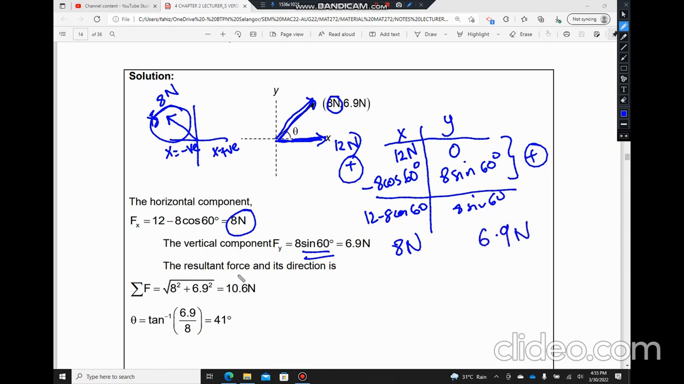So the resultant force and its direction is, so kita carilah magnitude. Cara nak cari magnitude kita ambil 8 square plus 6.9 square. So it equals to 10.6 Newton. And then theta kita guna formula tangent inverse Fy over Fx equals to tangent theta. So it is equals to 41 degree. So this one cara kita nak cari, make sure kita kena tambah semua komponen X dan semua komponen Y untuk dapatkan resultant force.